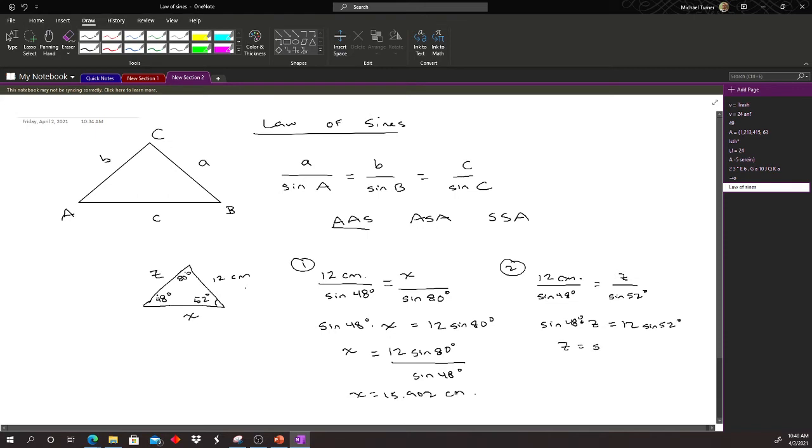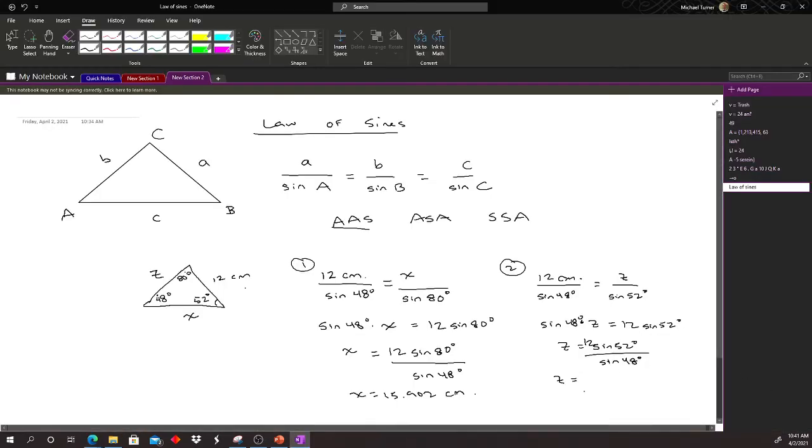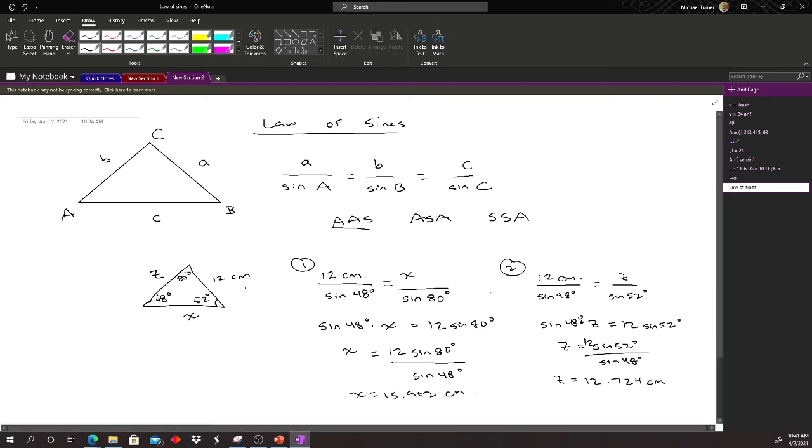Divide by the sine of 48 degrees on both sides, so 12 sine 52 degrees divided by sine of 48 degrees. Then we're going to use our calculator. So 12 sine of 52 divided by sine of 48 gives me 12.724, and these are centimeters. So with law of sines, as long as you have either two angles and a side or two sides and an angle, you set up the proportion and you can solve for the missing value. That's when you would use law of sines.